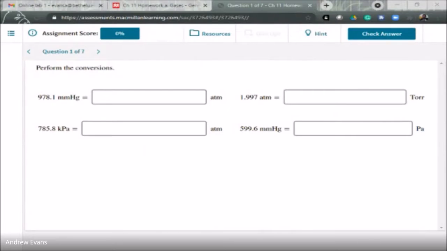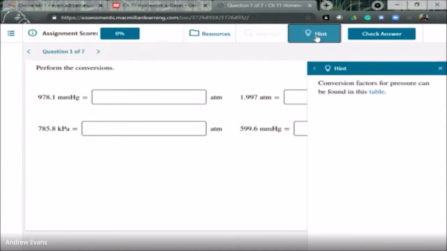Now this chapter 11 homework is split into 2 parts, Part A and Part B, both worth 50 points, but of various difficulties. Part A is only 7 questions. I'm not going to do all of these. Some of them are pretty self-explanatory, like perform the conversions. You need to turn millimeters of mercury into atmospheres. There's a hint: all the conversion factors can be found on this table.